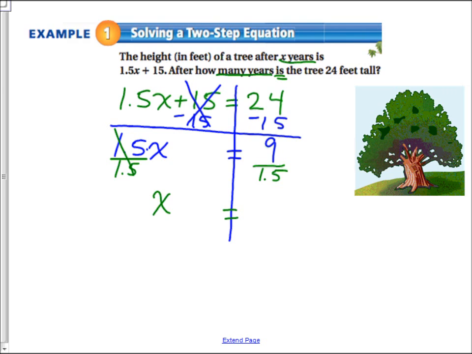And then I have 9 divided by 1.5. If I need to take a second to use my calculator, I can do that. And 9 divided by 1.5 is 6. So since x is years, I know that it will take 6 years for the tree to get to 24 feet tall.